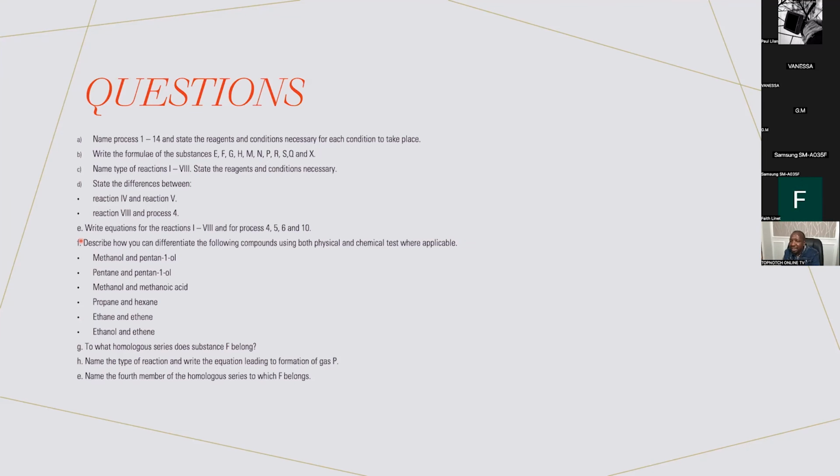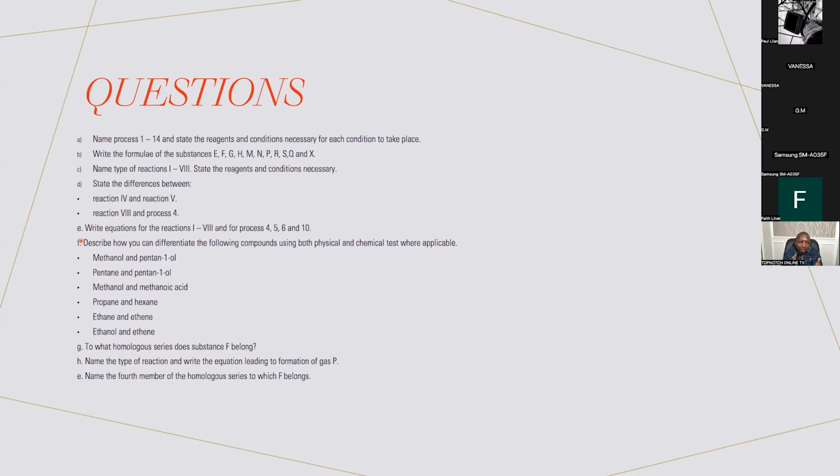So many students write, bubble the gas through acidified potassium manganate 7. That is wrong. Are you getting the point? That is where many students go wrong. That's a different thing. When you say bubble the gas, it means you are putting the gas of the two of them in a syringe and you are bubbling them through potassium manganate 7.